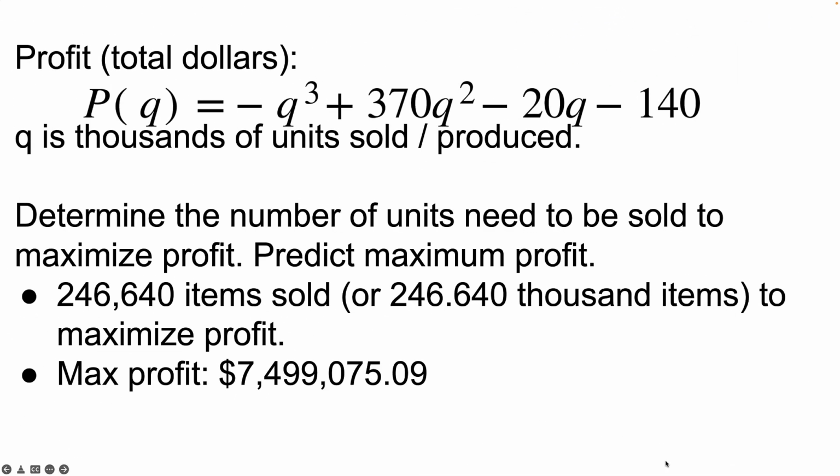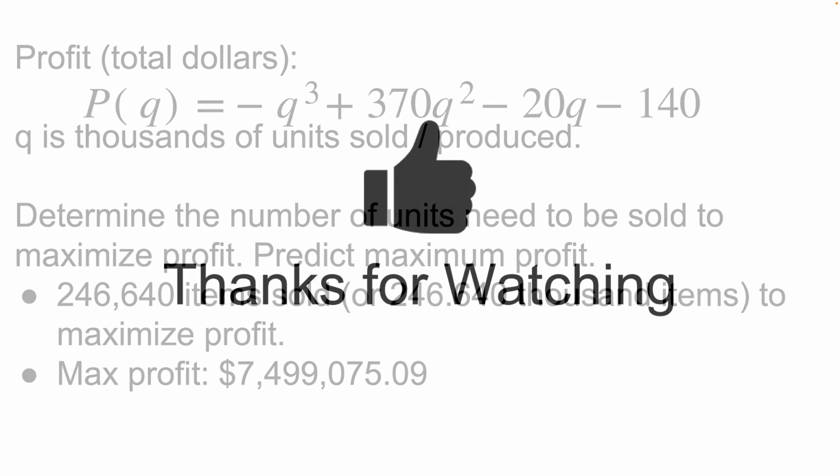So while this is part of the polynomial, it doesn't make sense in this application problem. So to summarize, we found that when demand is 246,640 items, or in other words, when Q was 246.64, profit will be maximized. When profit is maximized, it would be $7,499,075.09.